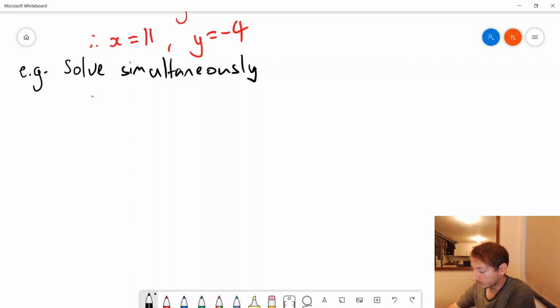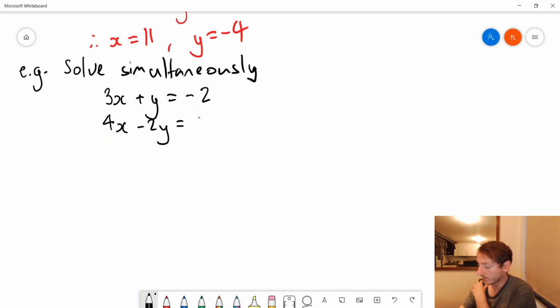Solve simultaneously. Let's go 3x plus y equals -2, and 4x minus 2y equals 8. Now if I compare the x's here, they don't have the same coefficient, but neither do the y's. So I need to do some rearranging first, or some manipulation, to get them to be the same.